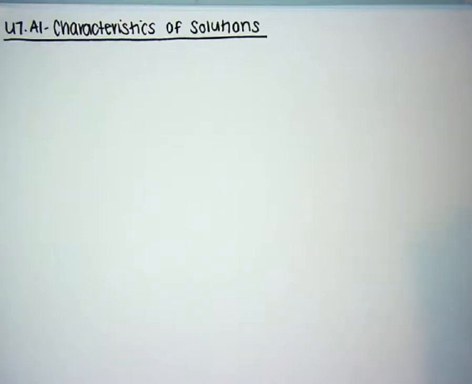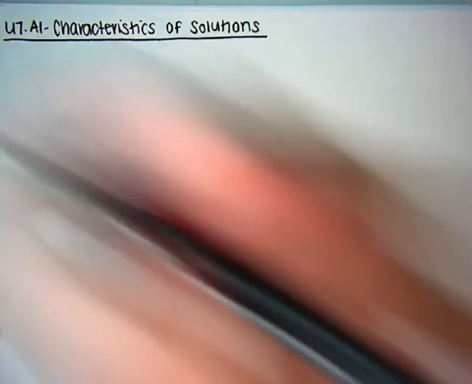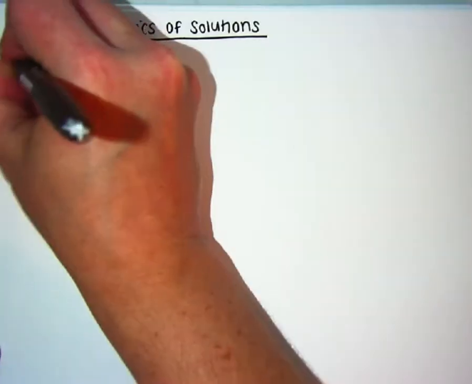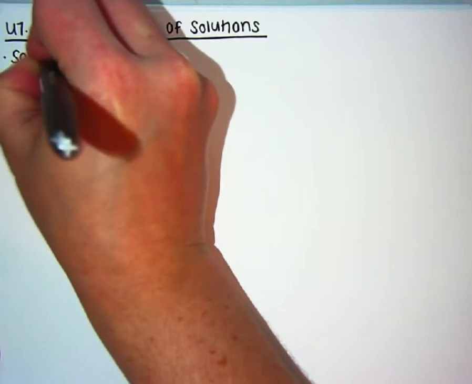In this lesson, we're going to cover Unit 7, Acquisition 1, Characteristics of Solutions. Some of this should be familiar from first semester, but we're going to go through all of the terms that you're going to need to know, again, as a review. Unit 7 is all about solutions. So first, let's talk about what a solution is.